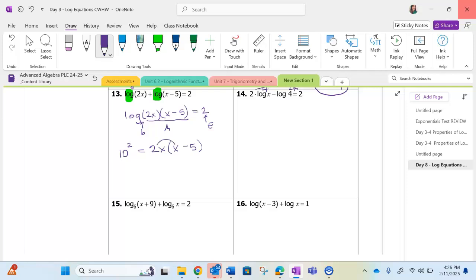Now we're going to distribute. So I have 100 equals 2x squared minus 10x. I told you if you see an x squared, you have got to set it equal to 0. So I'm going to subtract 100. Doesn't go with anything. So now I have 0 equals 2x squared minus 10x minus 100.